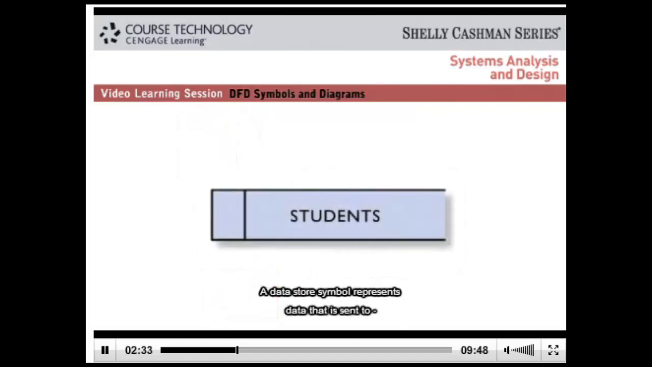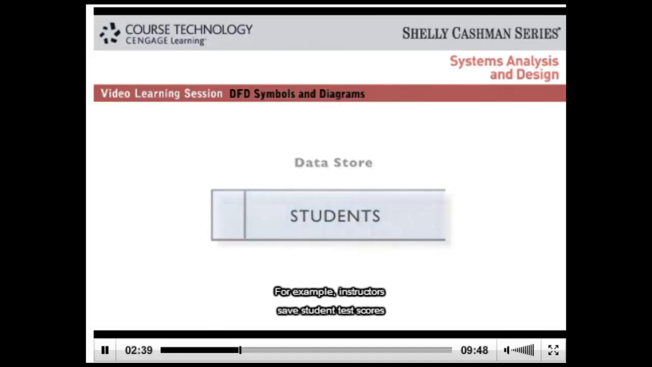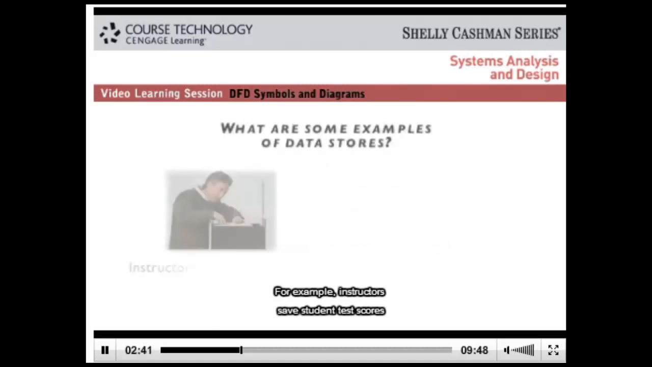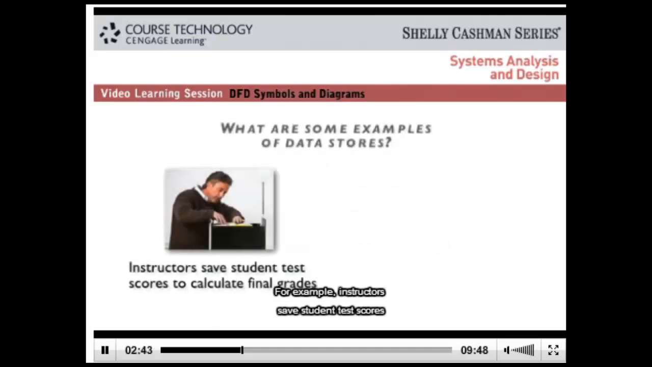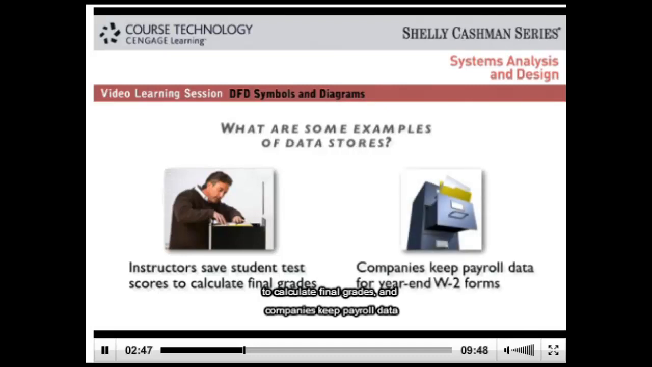A data store symbol represents data that is sent to or received from one or more processes. For example, instructors save student test scores to calculate final grades, and companies keep payroll data for year-end W-2 forms.